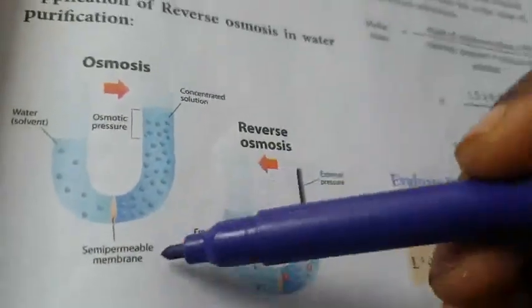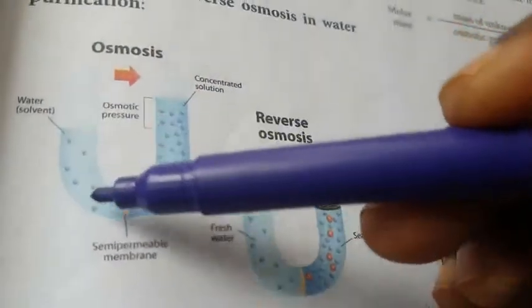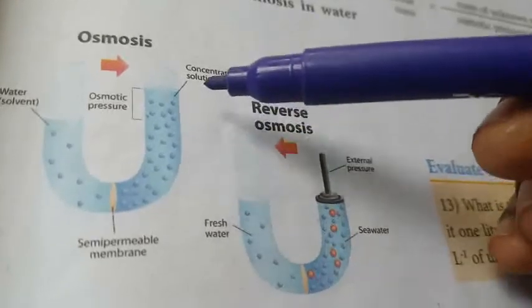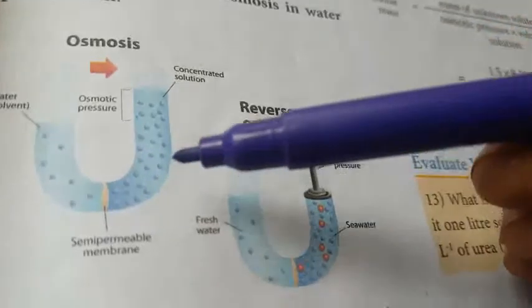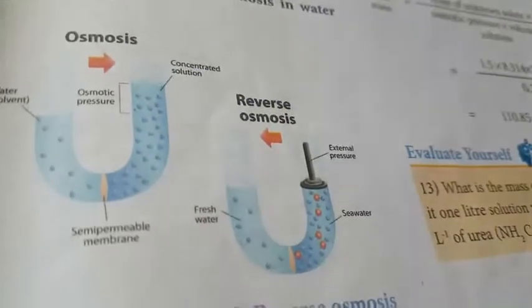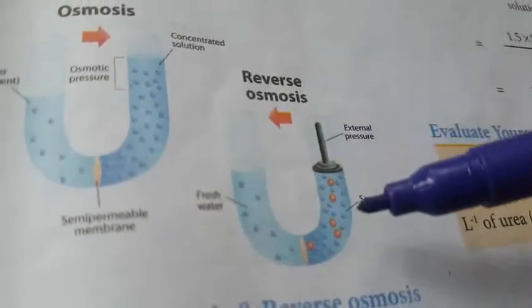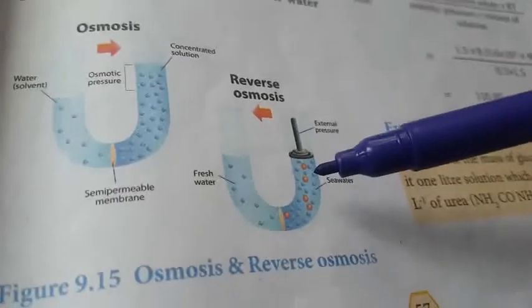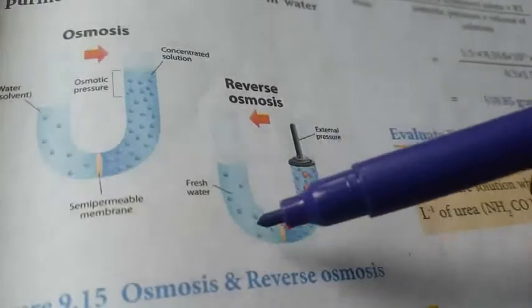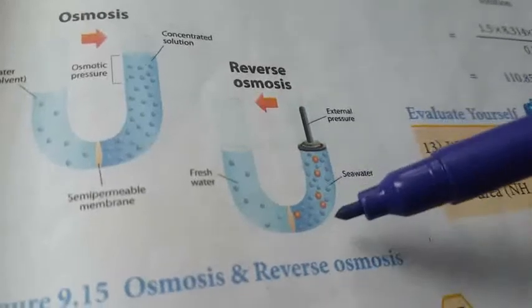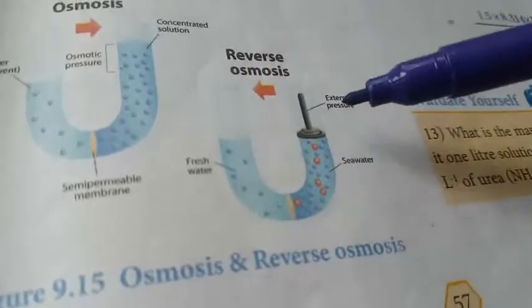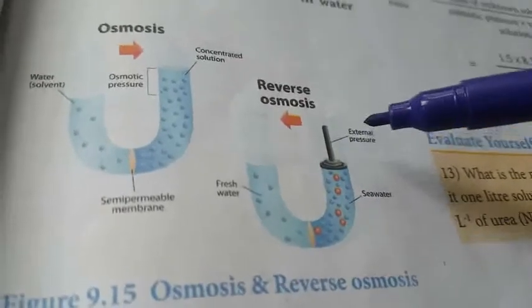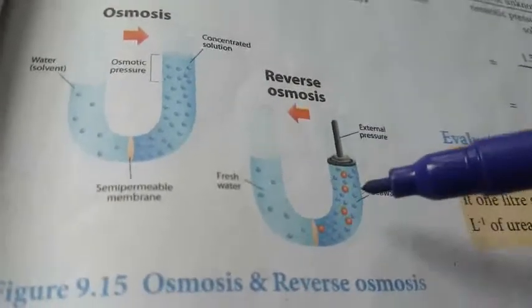So here, what is meant by osmosis? This is only an example. This is the semi-permeable membrane. That is the solvent, and this is the solution. A concentrated solution means solute plus solvent. Here the solvent flows from the lower concentration to the higher concentration; that is called osmosis. Now external pressure is applied, and the fresh water comes out. So this is sea water. The pressure is applied here, and on the other side you get new water. External pressure will be greater than the osmotic pressure. That is called reverse osmosis.